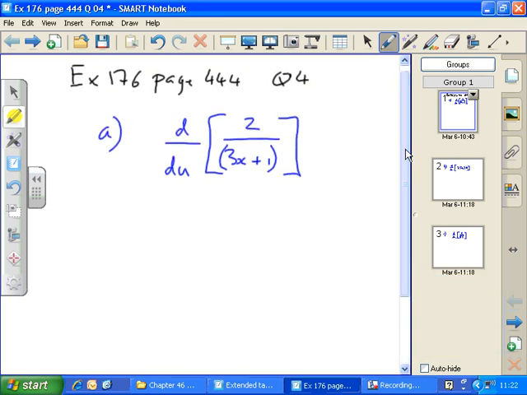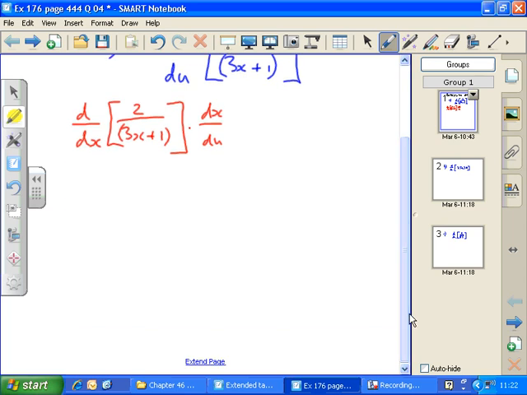Exercise 176, page 444, question 4. Differentiate the function 2 over 3x plus 1 with respect to u. So what we need to do is differentiate the function with respect to x and then multiply that by the differential of x with respect to u.